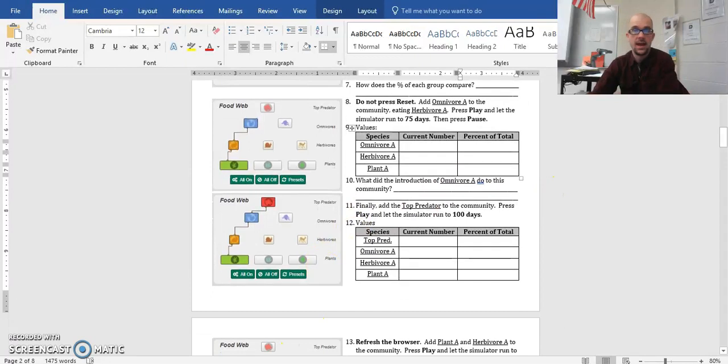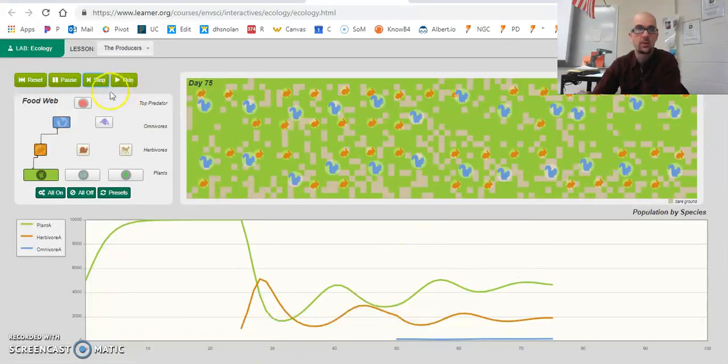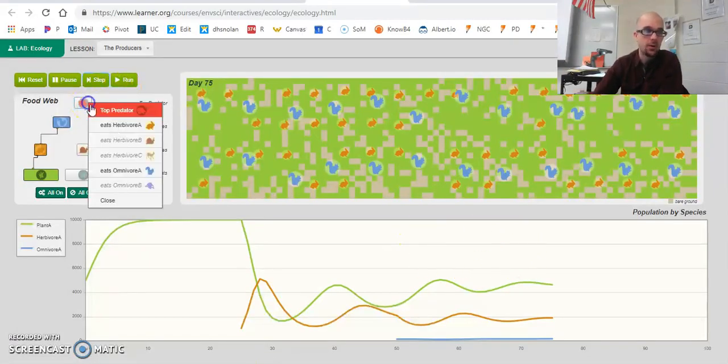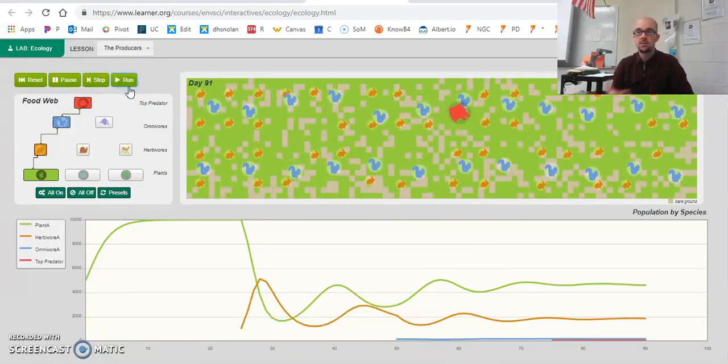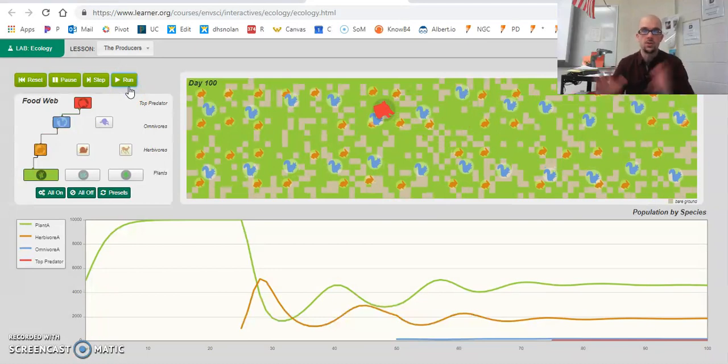And here it's going to ask you to, later, add another organism. So now we're going to add our top predator, and that top predator is eating omnivore A. Let it run. The simulator will stop itself after 100, so I don't have to pause when it hits 100. It will stop on its own.